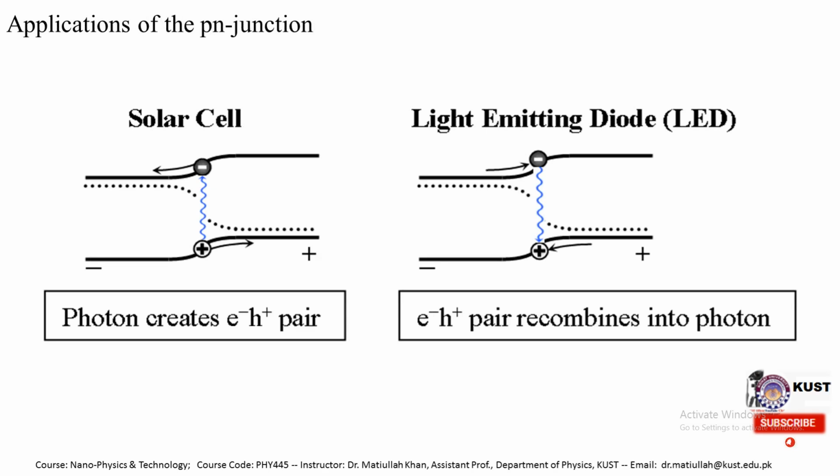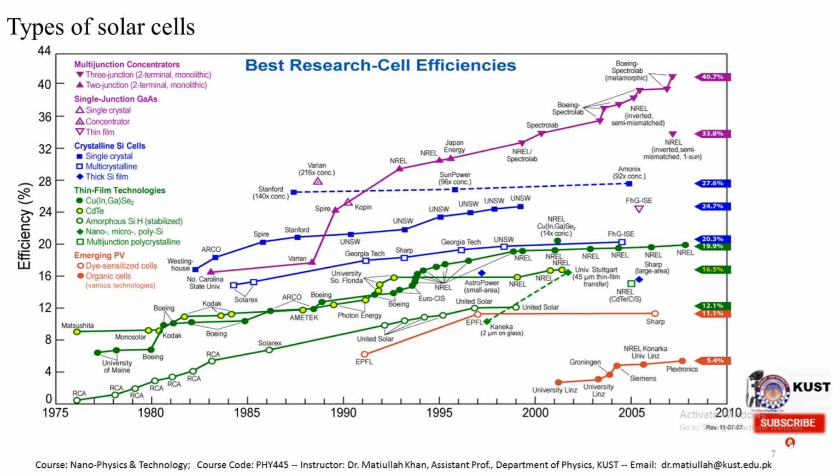As for applications, the p-n junction is used in solar cells and even in the light emitting diode. Here we can see that a photon creates an electron hole pair, and that could be utilized for different purposes. Similarly, in a light emitting diode, the electron hole pair recombines into a photon, and we get very interesting light from the light emitting diode. So this is actually the opposite process. In one case a photon creates an electron hole pair, while in the other case the electron hole pair, when it recombines, creates a photon and we produce light out of that.